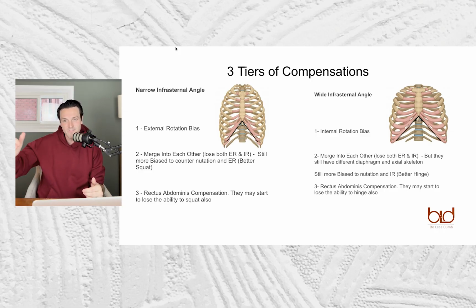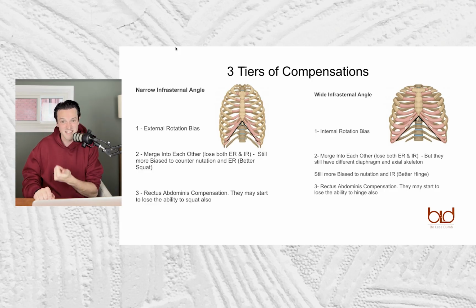If they've gone into that second tier of compensation, they're actually going to merge into each other, the narrow and wide. They're going to lose both ER and IR. They still will be more biased to counternutation, and they will still have better external rotation. So they'll still have a better squat and refer to someone who might be better at hinging.